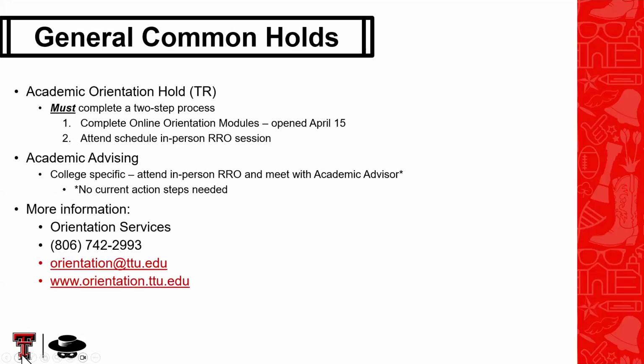Academic orientation. There is a two-step process to have your academic orientation hold removed. First, you must complete your online modules. Those opened up yesterday. You should have received an email telling you what you need to do to access those modules and how to complete them. They're about 60 to 90 minutes worth of content that you can view up until classes begin. But make sure you complete all of those prior to your Red Raider orientation. That leads us to our second step, which is attending your in-person Red Raider orientation session. Once you are at that orientation session and you have completed your modules, that hold will be removed.